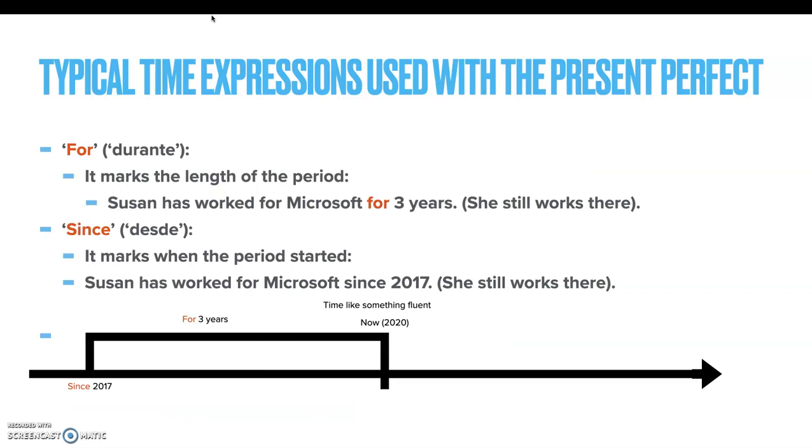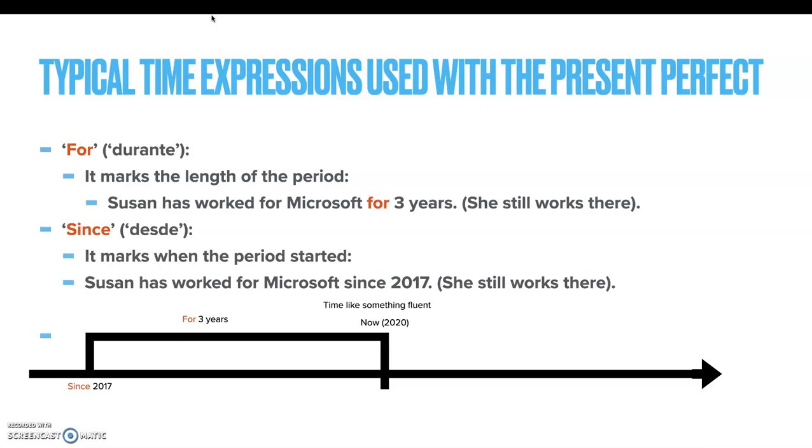For and since are two prepositions that are followed by time expressions and which are typically used in the present perfect. For is followed by a period of time, and it means durante. It marks the length of the period of time.